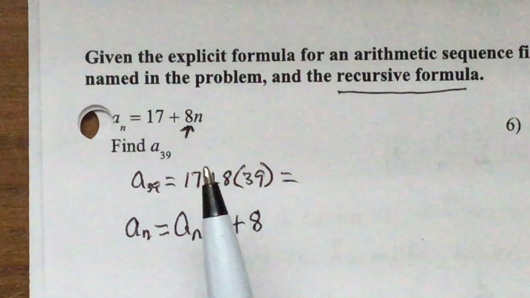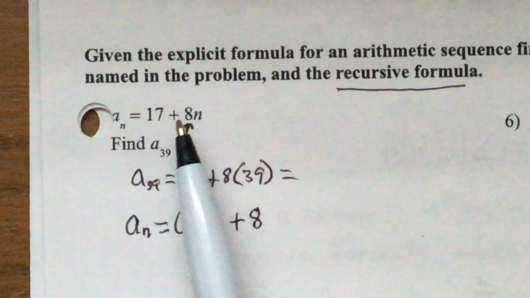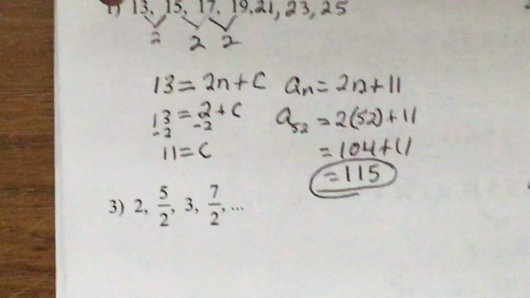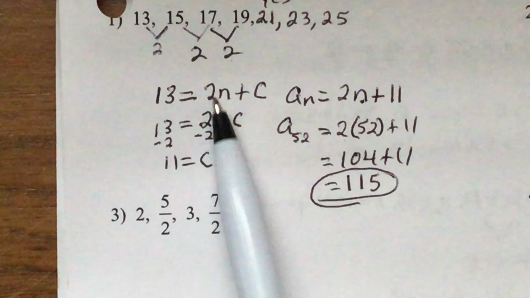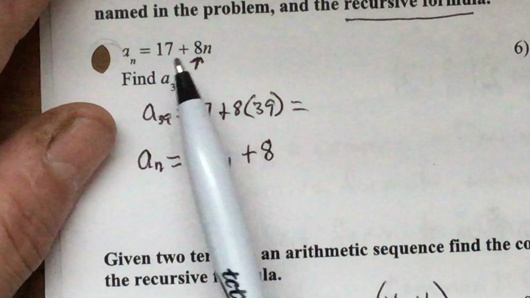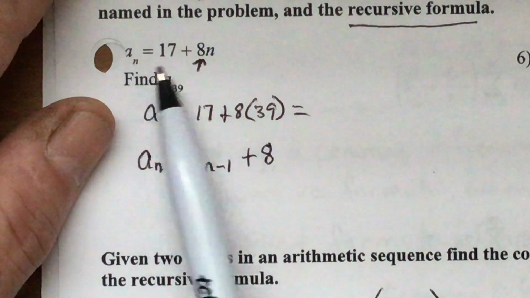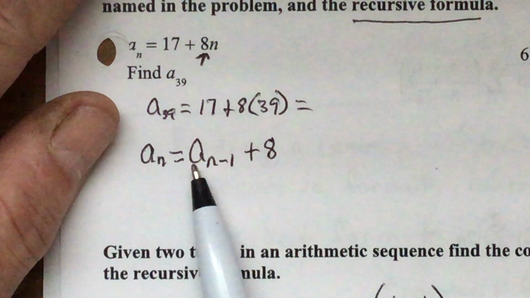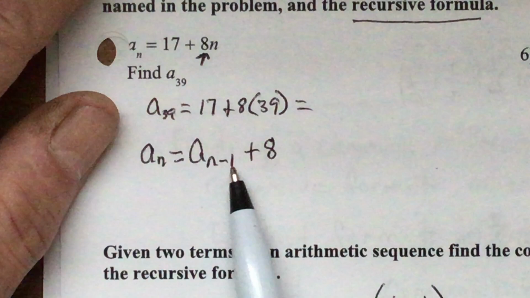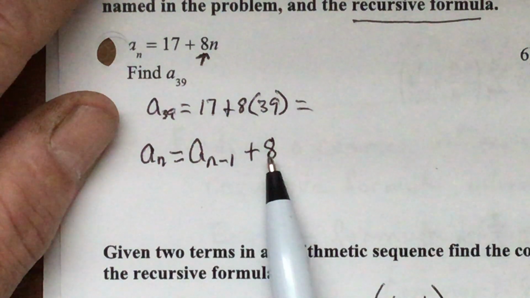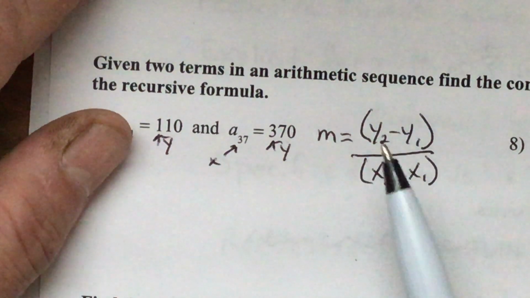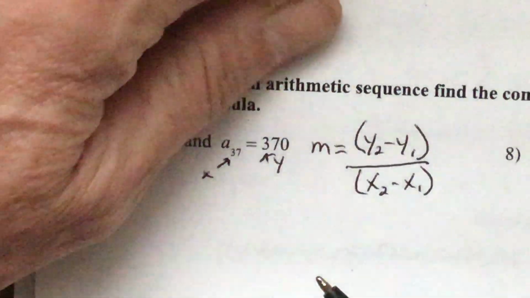After that, it becomes like this. Here's the explicit formula. You'll need to calculate for C, which we did right here. Write out your explicit formula. Here's the recursive formula: a sub n equals a sub n minus 1 plus whatever your common difference is. That's how you will do those.